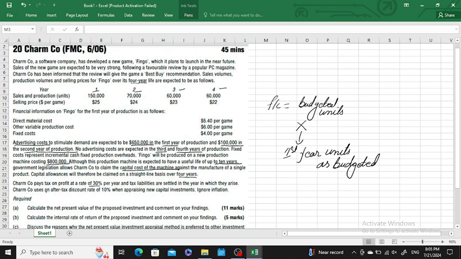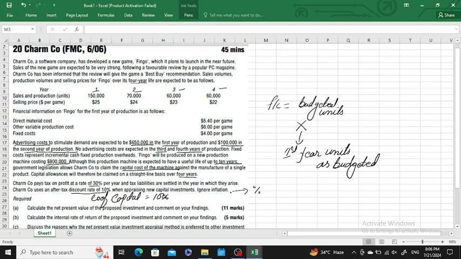Okay, then moving forward, Charm company also uses the tax discount rate. Sir, it is our discount rate, cost of capital. It's 10%. Then when appraising a new capital investment, ignore inflation. As we know, there is no inflation rate given, so we will always ignore inflation. Otherwise, it is also given in the question that you have to ignore the inflation.